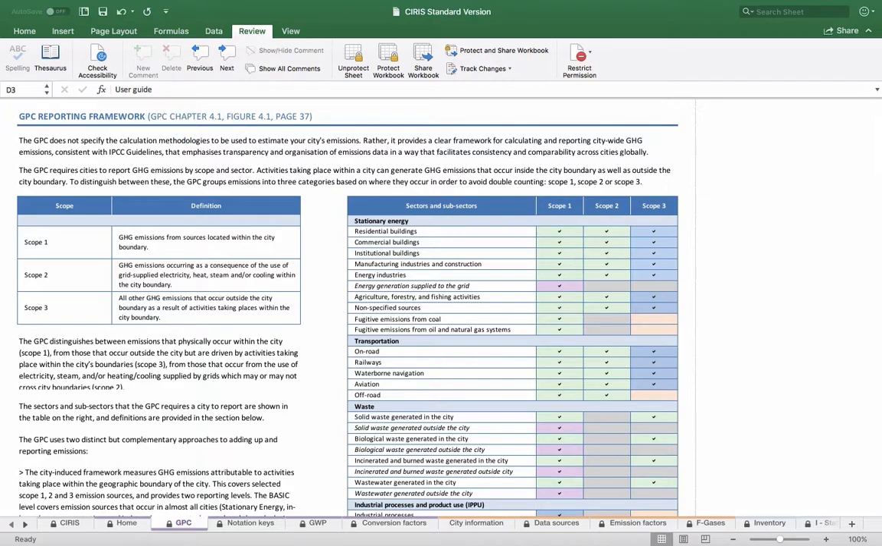You will notice that next to this subtitle is the reference GPC Chapter 4.1, Figure 4.1, page 37. Throughout CIRIS, these references are provided to direct you to the relevant section of the GPC standard.